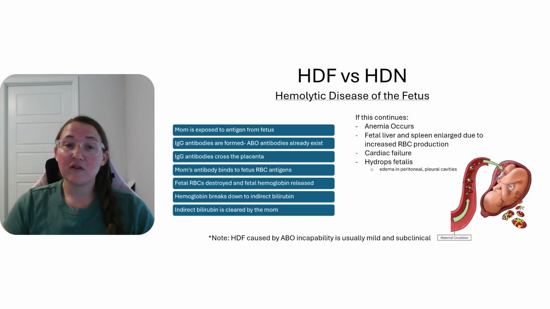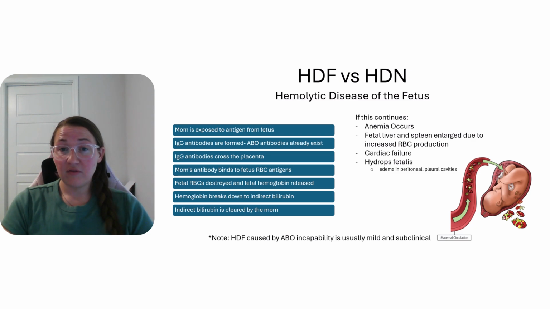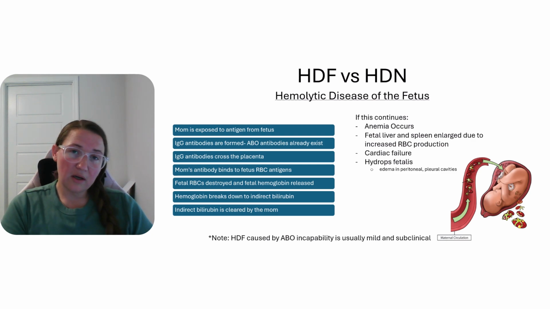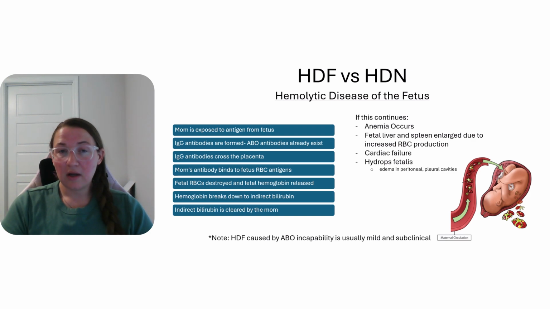Let's talk about the difference between the hemolytic disease of the fetus versus the hemolytic disease of the newborn. So in the hemolytic disease of the fetus, this is before the baby's born. The mom is exposed to the antigens from the fetus. Now in the ABO form, the mom already produces the antibodies naturally, but in other forms of this disease, that antigen needs to stimulate the IgG antibodies. So the ABO ones already exist in this case.